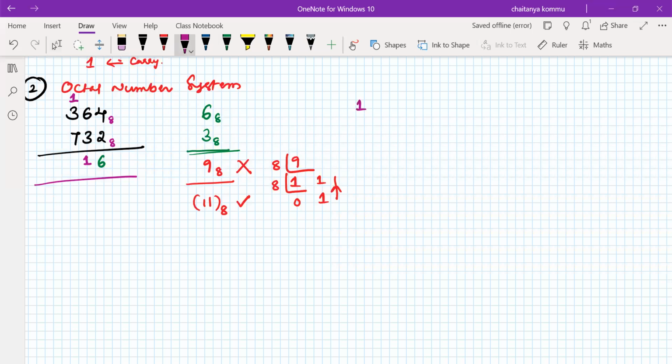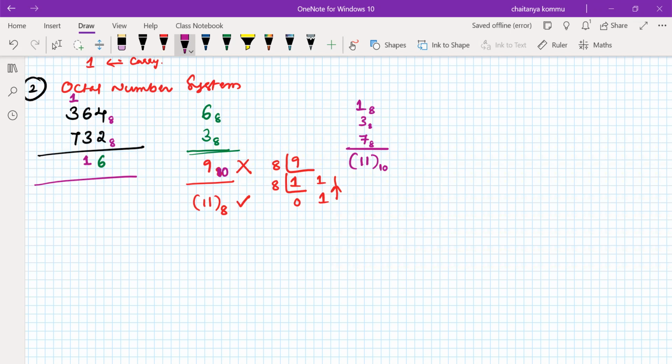1, 3, 7. So all are octals only. This is an octal number, this is an octal number, this is also an octal number. If you add them in decimal, what will be the value? It is 11, as we know. So we got 11 in base 10. Okay, if you add all these things.